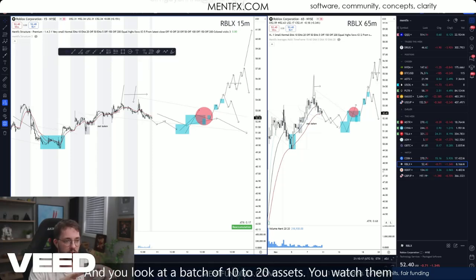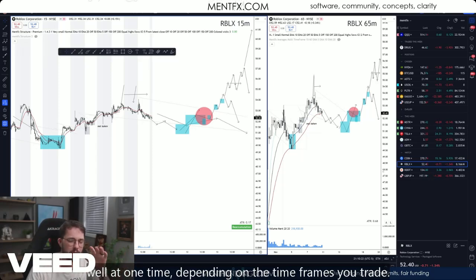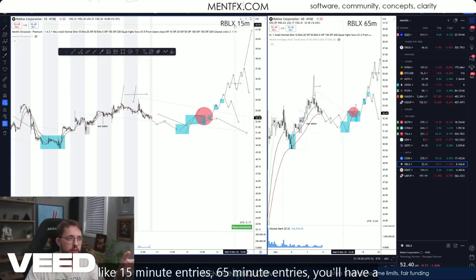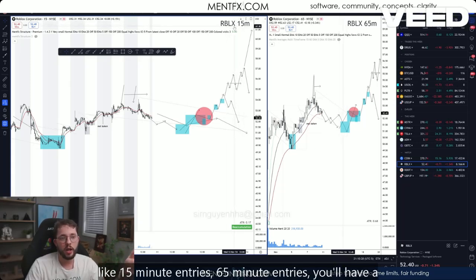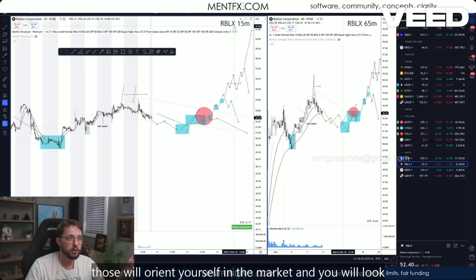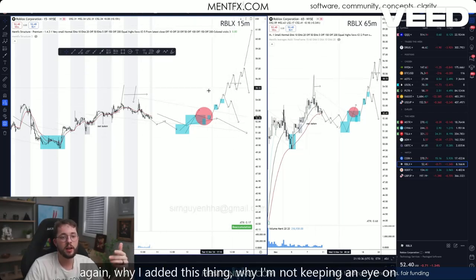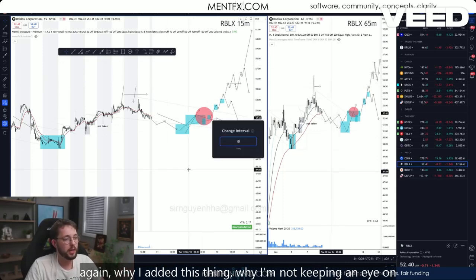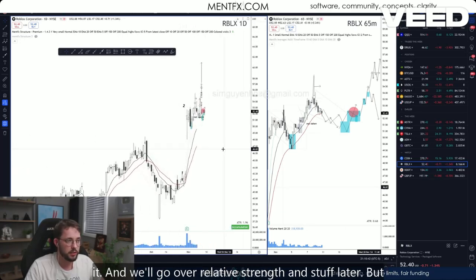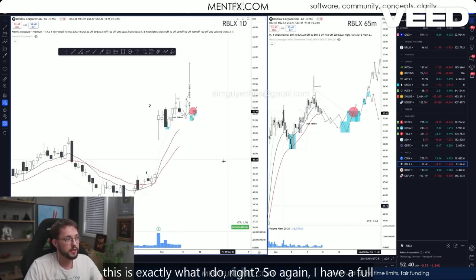You look at a batch of 10 to 20 assets, you watch them at one time, depending on the time frames you trade. As you start to trade some higher ones, like 15-minute entries, 65-minute entries, you'll have a little batch of things that you watch, like a basket, and those will orient you in the market, and you will look for the opportunities over and over again. This is why I added this thing. Again, this is just the EVC formula for why I added it, and we'll go over relative strength and stuff later. But this is exactly what I do.